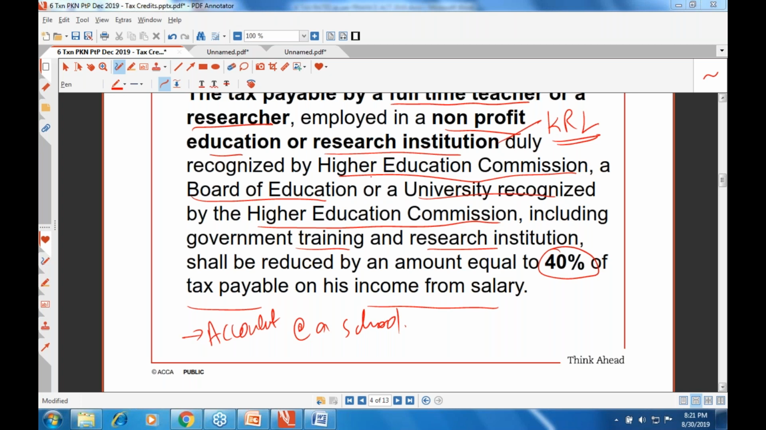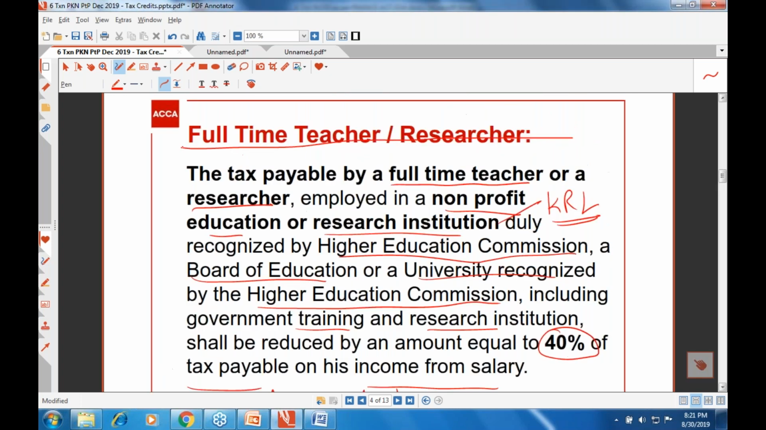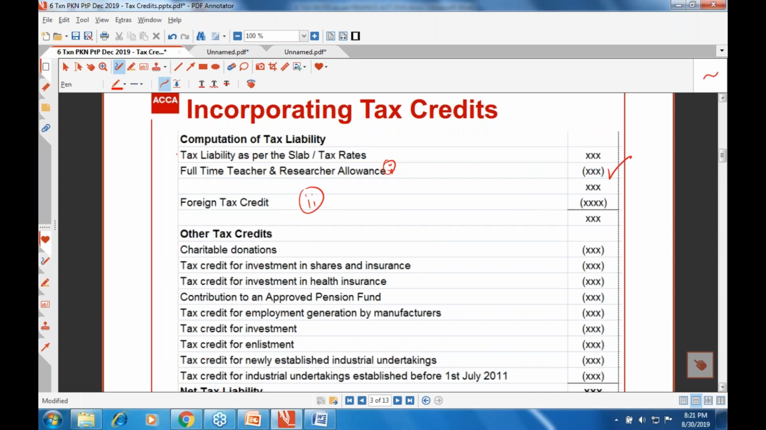Okay, let's start discussing further. We have talked about one aspect, a full-time teacher or researcher, and how the tax liability pertaining to a full-time teacher or researcher is computed. Assume you had a tax liability of 500,000, and then a reduction of 200,000 took place pertaining to a full-time teacher or researcher. You are now left with 300,000. Now, what next is there?